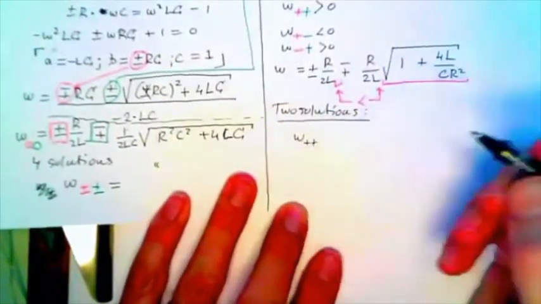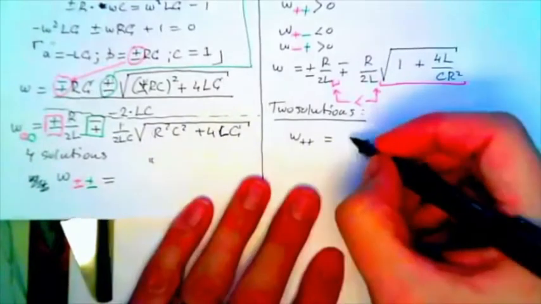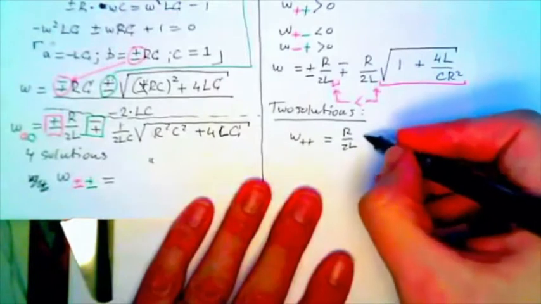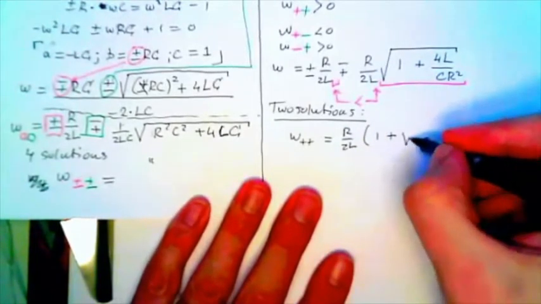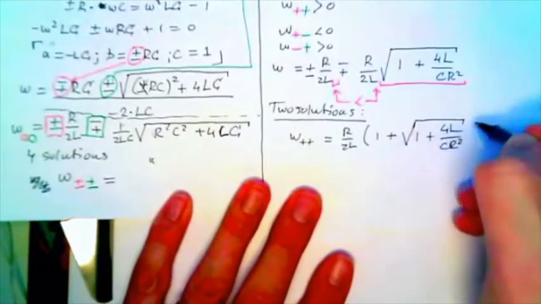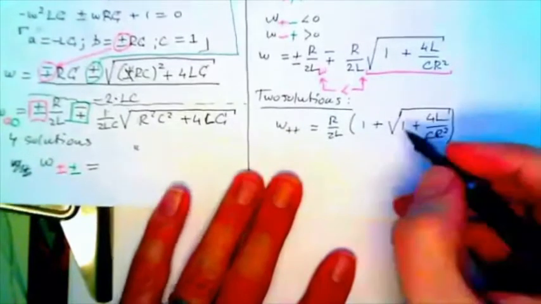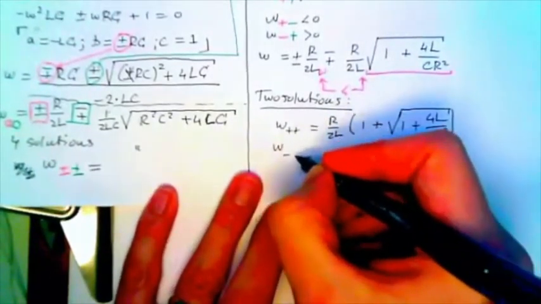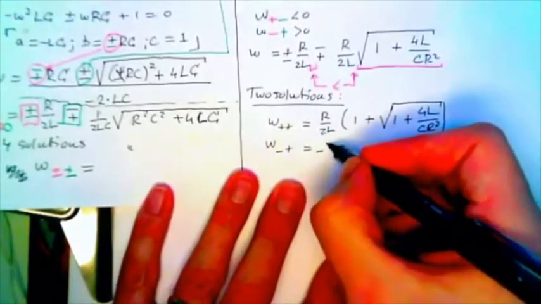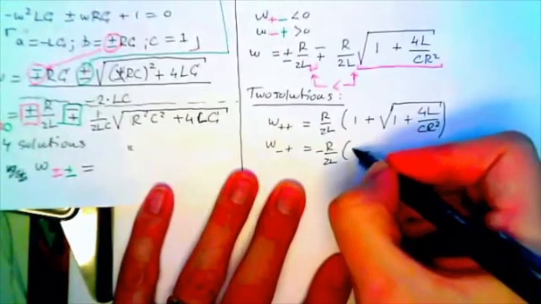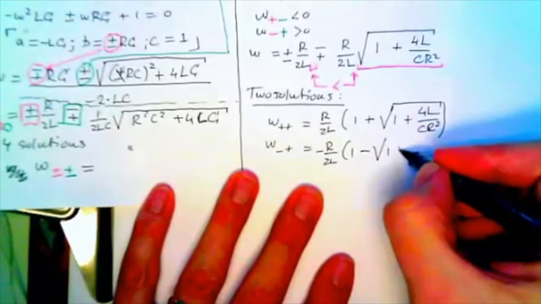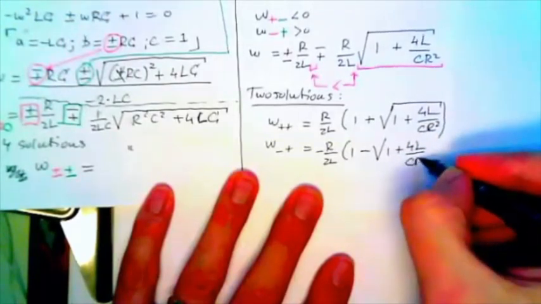Plus plus, which is r over 2L times 1 plus square root of 1 plus 4L over CR squared. And minus plus, which is now minus r over 2L times 1 minus the square root of 1 plus 4L over CR squared.